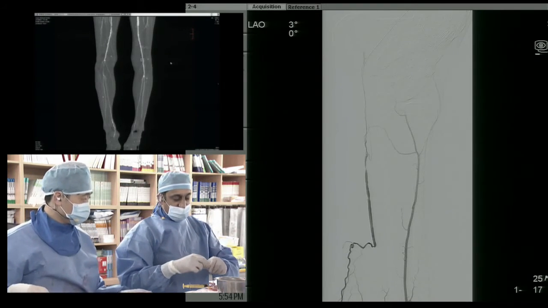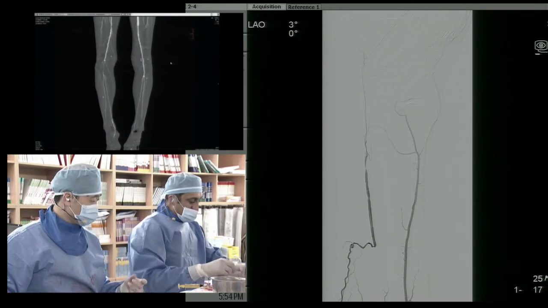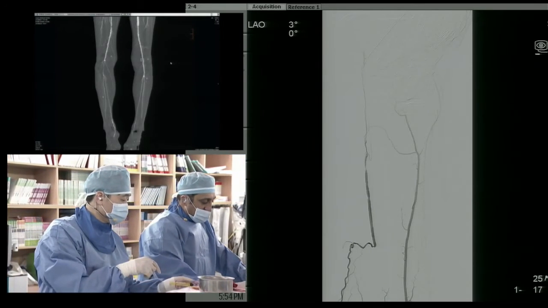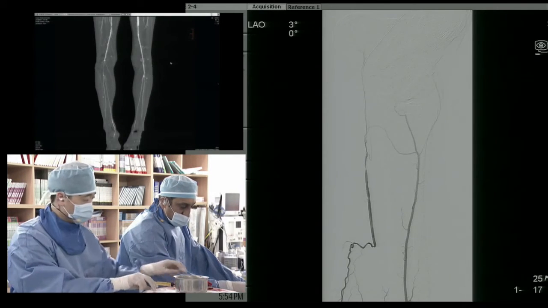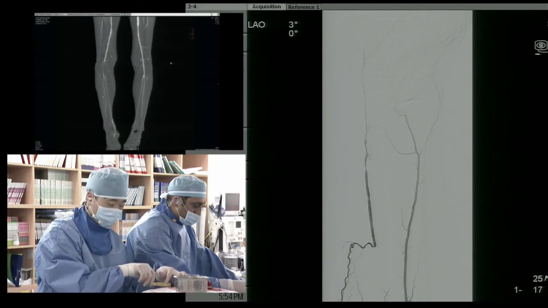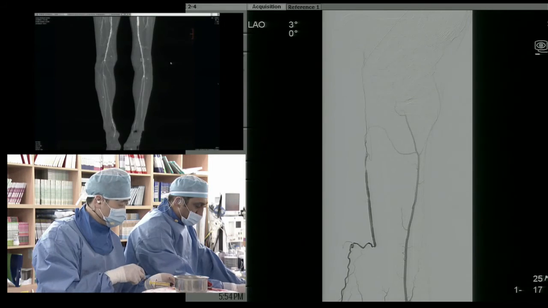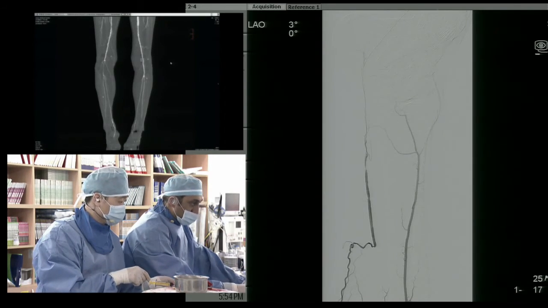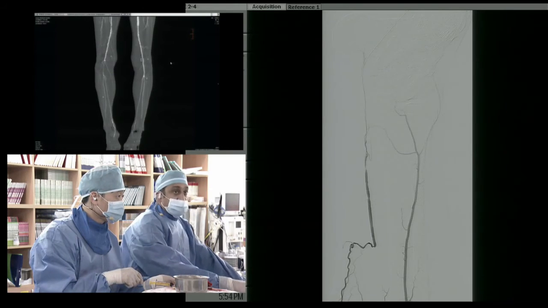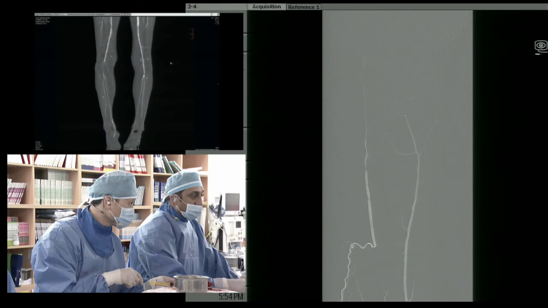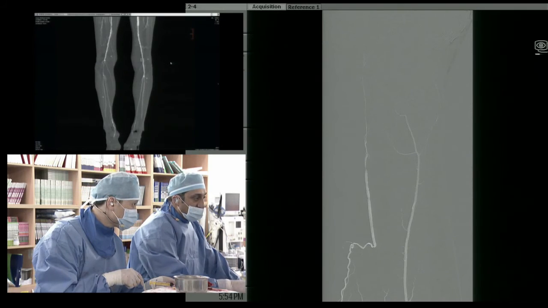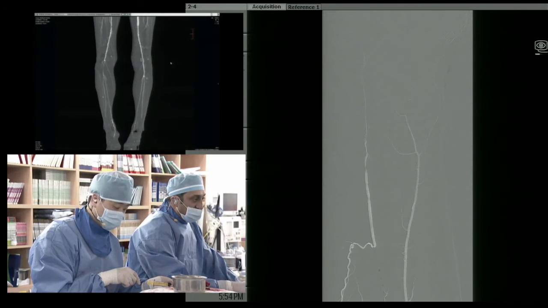The other option, of course, is just to do a DCB alone, but I think we're going to end up with a lot of recoil and not a good long-term result for him. Just looking at the CTA and an angio, there's quite a bit of calcium in the distal PT. Do you think this is going to impact the decision-making process for the DCB? That's a good question. So is there a risk of using a DCB?